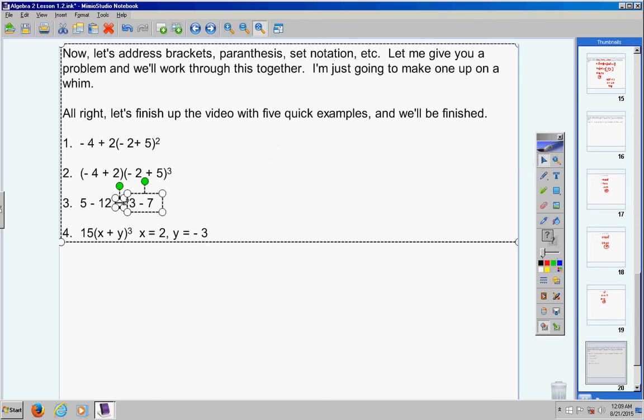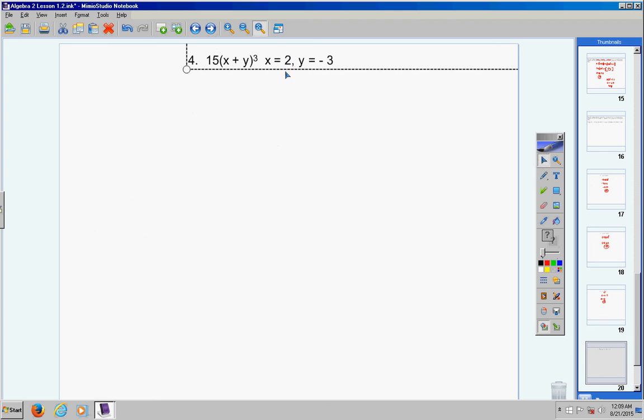Now we're getting into substituting numbers in for letters, or for variables, excuse me. So be very careful. I encourage all of my students, when they put a number in, see x equals 2 and y equals negative 3. So where the x is, I'm going to put a 2, and where the y is, I'm going to put a negative 3, okay?